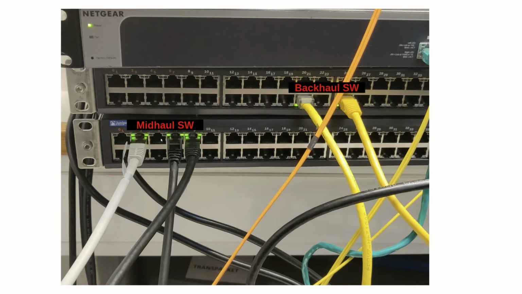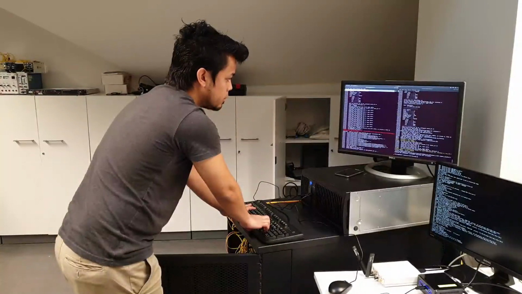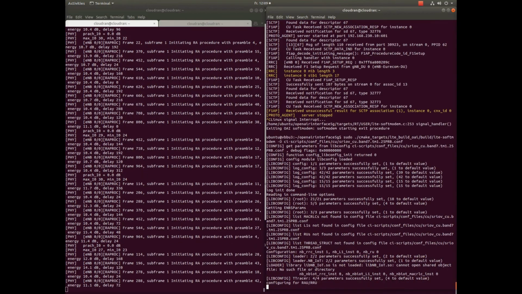This switch, the mid-haul switch, aggregates the traffic from both VBUs into a shared mid-haul link. The second switch, the backhaul switch, aggregates the backhaul traffic from both VBUs, connecting them to the EPC. As the EPC is deployed remotely in a cloud infrastructure, we use this machine to establish a VPN connection to the EPC. This laptop, on the other hand, allows us to monitor the parameters on the EPC. Now we are ready to run our VBUs.